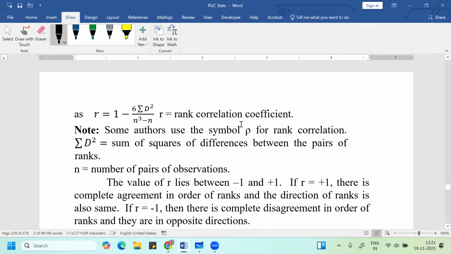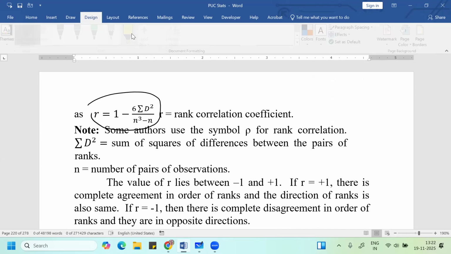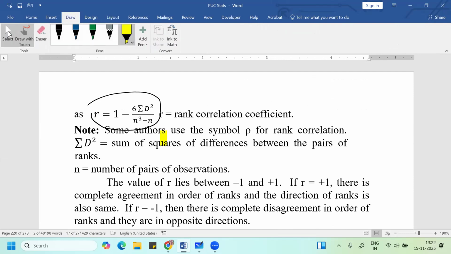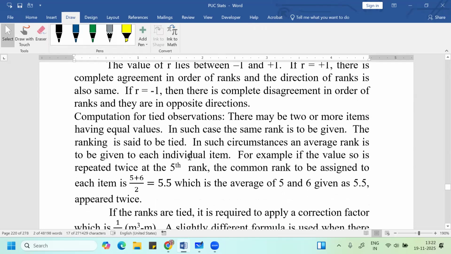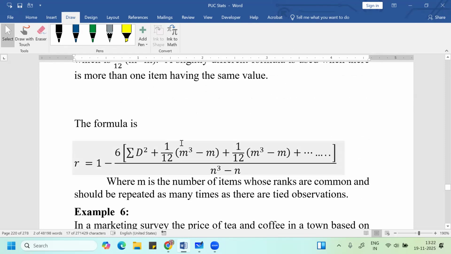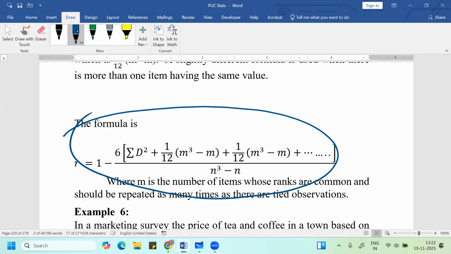This is the formula I told you before, the formula for the Spearman rank correlation. If you have not written it down, please write it down. Some authors use the symbol phi for the rank correlation, it doesn't matter. Basically, we calculate the R value. And when there is a tie in rank, I will tell you what to do. Whenever you have a tie in the rank, there is a separate formula.